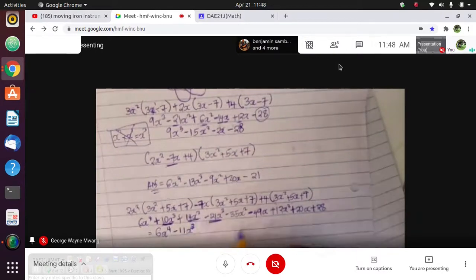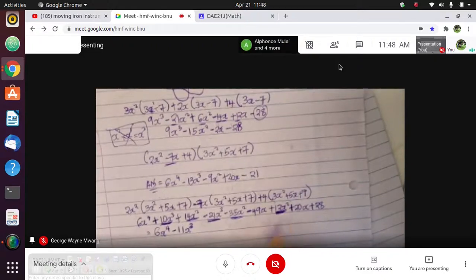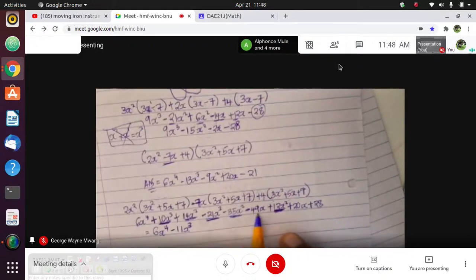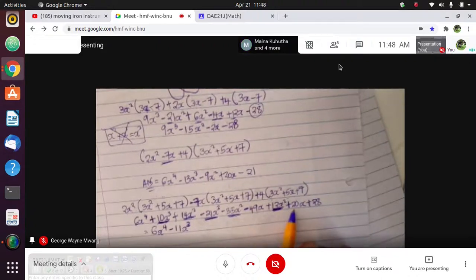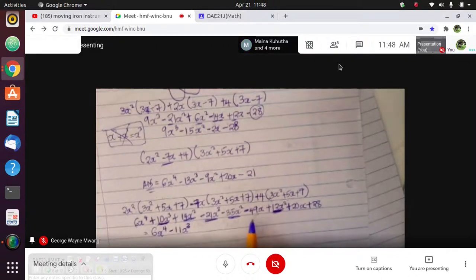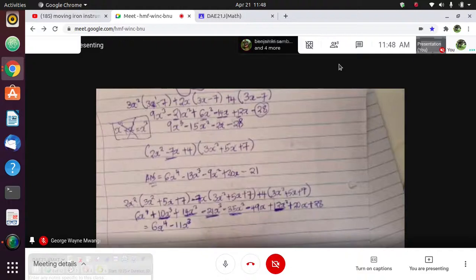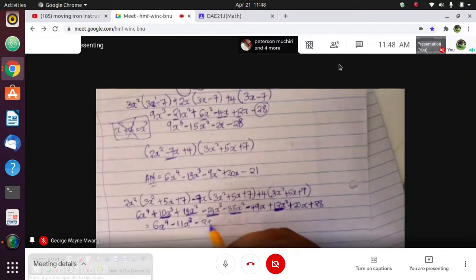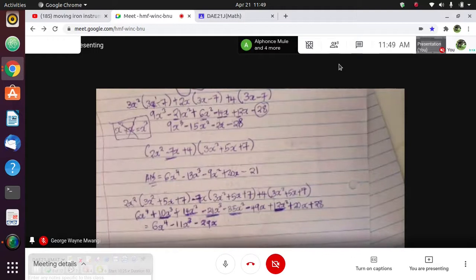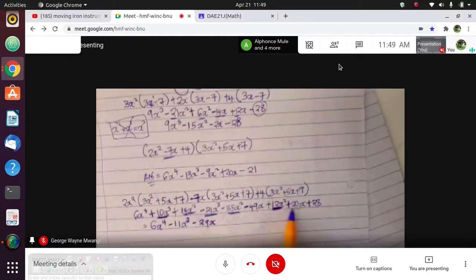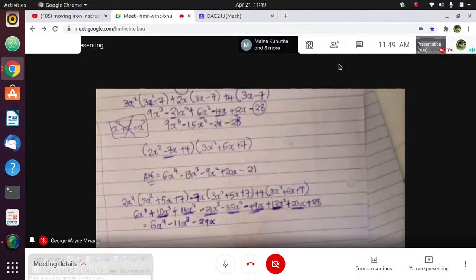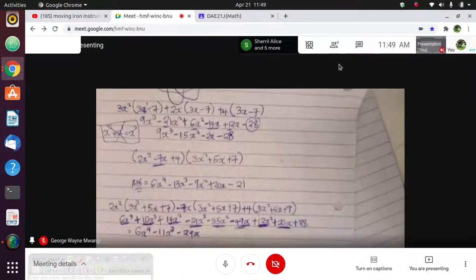Let us look at the values of x. We have already cancelled, tushamaliza na x squared. Now, values of x, we have minus 49x and plus 20x. So minus 49x plus 20x ni ngapi? Minus 29x. Minus 49 plus 20 is minus 29x. So tushamalizana na the values of x. So what you're left with now is the constant, which is 28.